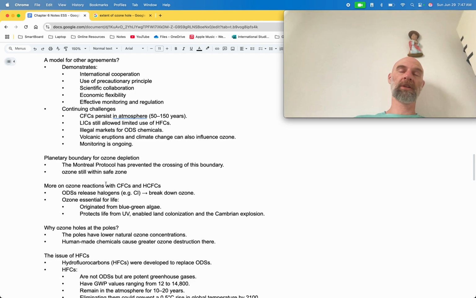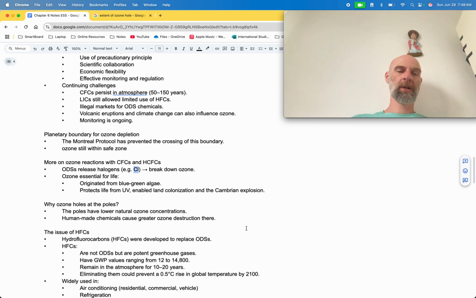Ozone depletion substances release halogens, like chlorine, which break down the ozone. So remember how that chlorine basically takes those ozone molecules and wipes them right out. Ozone is essential for life. It originated from blue-green algae. Interesting, right? It's one of the unique things about our planet versus Mars. It protects life from UV and enabled land colonization and the Cambrian explosion.